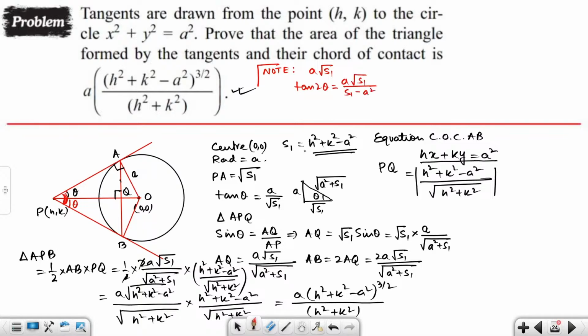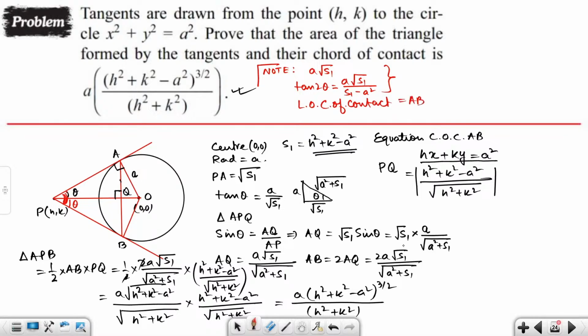Can you remember that? And now, if possible, please do remember this, because you have already taken the pain to remember this. If you can simply remember this, you can reduce a lot of steps. That is the length of the chord of contact, that is the length AB.